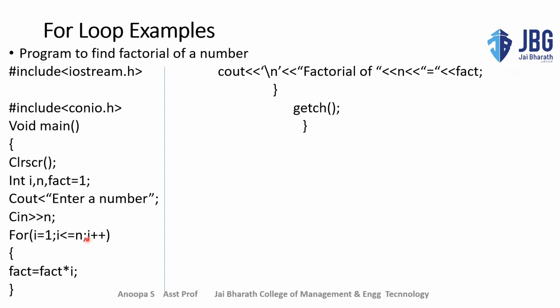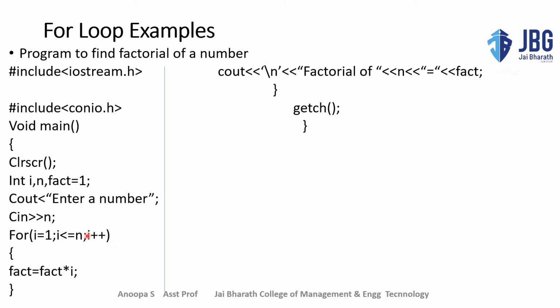When i becomes 2, it will again check whether i is less than or equal to n. Suppose n is 4, so after 1 it is 2 now, and 2 is less than or equal to 4, right? So again fact equal to fact into i. Fact was initially 1, so 1 into 2, 2. Again i is updated to 3. Again the check operation, 3 less than or equal to 4, yes. So fact equal to fact into i, so 2 into 3, 6.